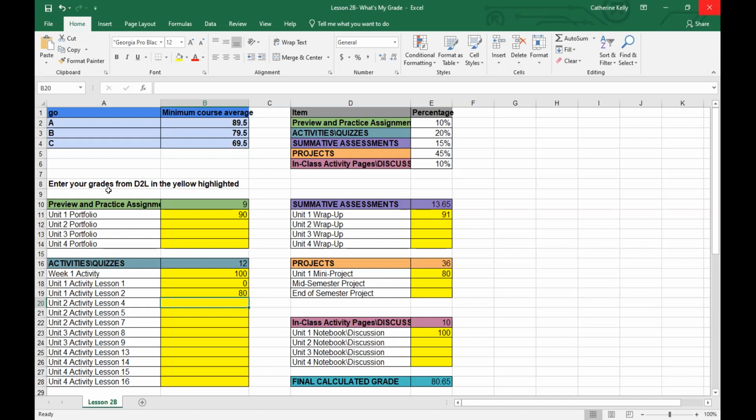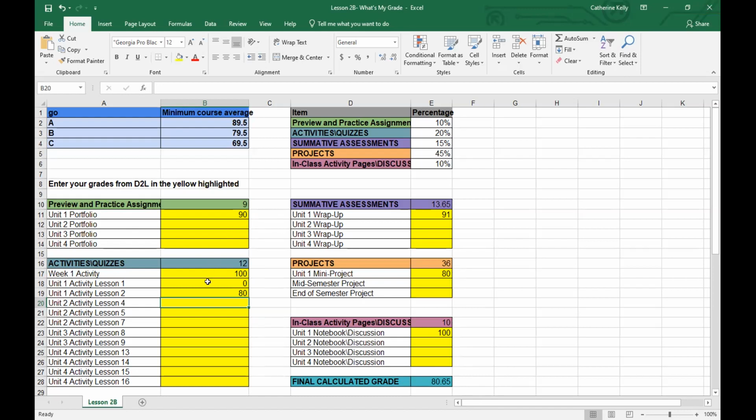You did your Unit 1 practice and preview assignments at a 90% level. You did your Unit 1 wrap up at a 91% level, and you did your mini project and got an 80%. So with this total accumulation, your grade would be an 80.65.